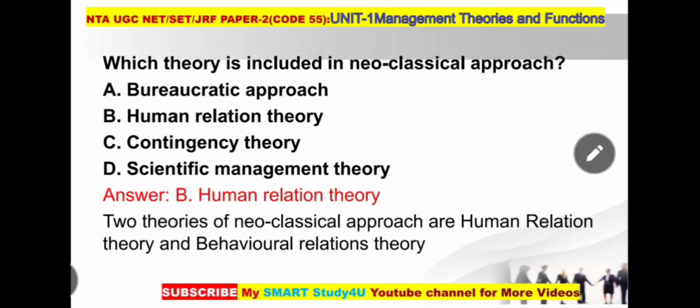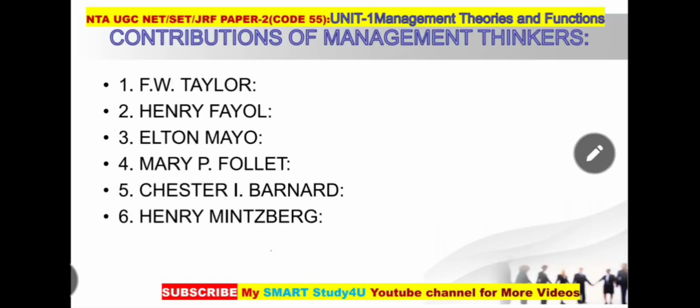There is an MCQ to analyze the concept. Which theory is included in neoclassical theory? Bureaucratic is a classical theory, human relation theory is a neoclassical theory, contingency is a modern theory, and scientific management theory is a classical theory. So the answer to which theory is included in neoclassical theory is human relation theories. These are all topics covered in theories of management thoughts. In the description box there is a PDF link from which you can download the complete Unit 1 notes in PDF.